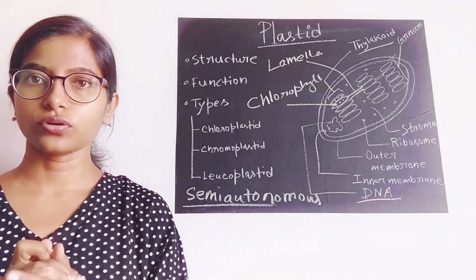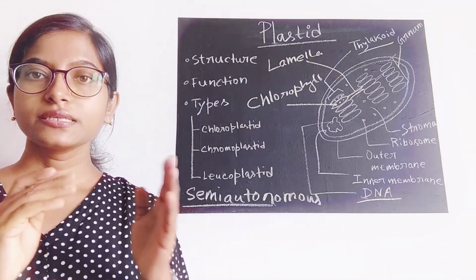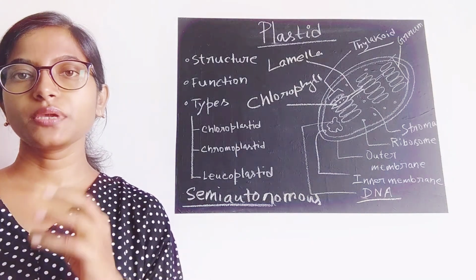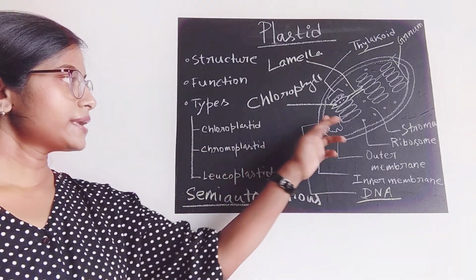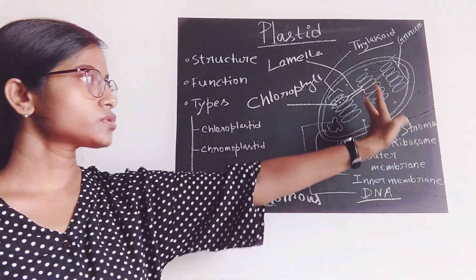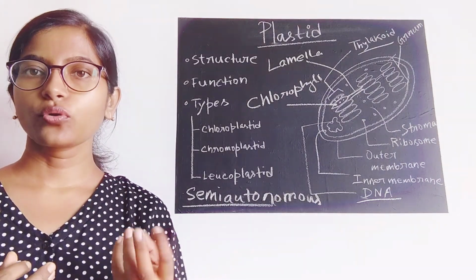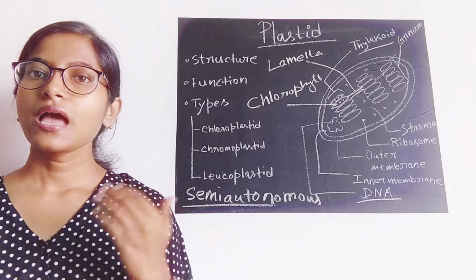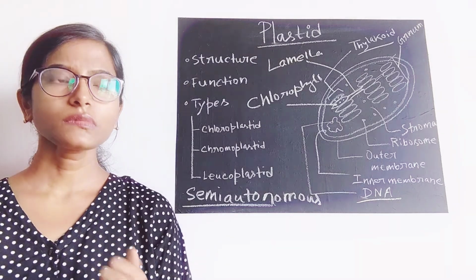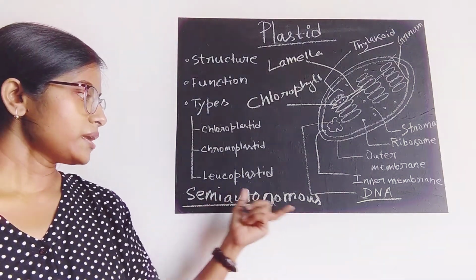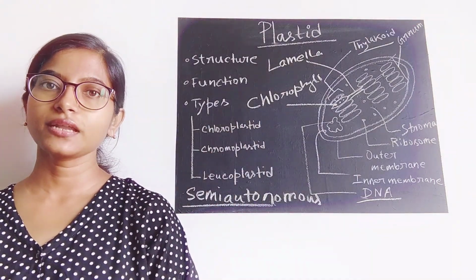Plastid is semi-autonomous. What is the meaning of semi-autonomous? Semi means partial, autonomous means capable of doing things independently. As it has DNA as well as ribosomes of its own, it is quite capable of producing the proteins necessary for its functioning, as well as making a copy of itself. That's why it is called a semi-autonomous organelle. So what are the semi-autonomous organelles present in our cell?